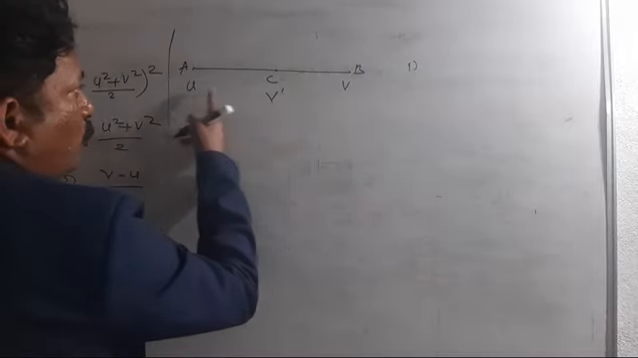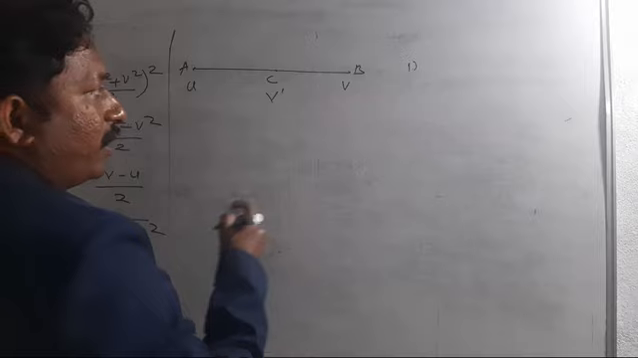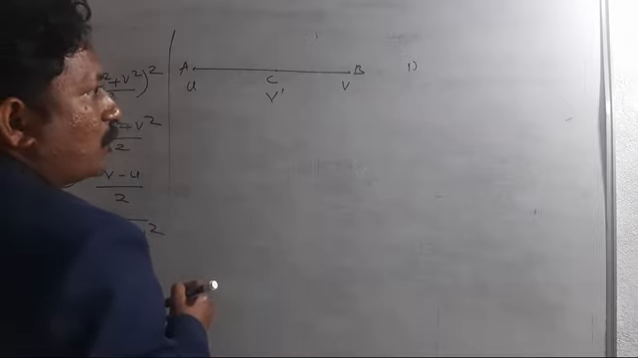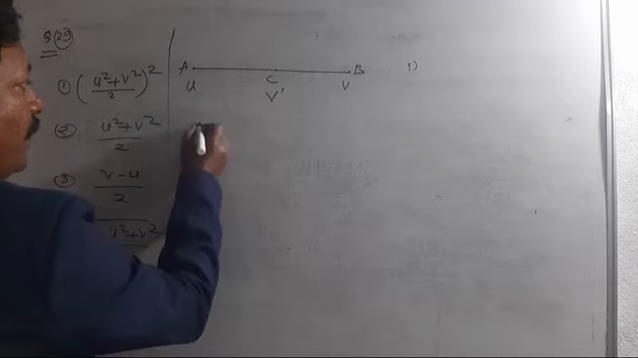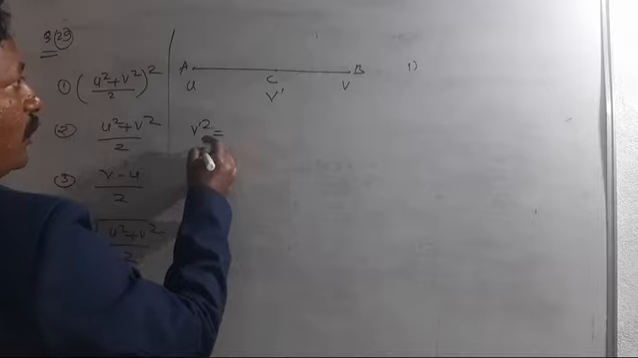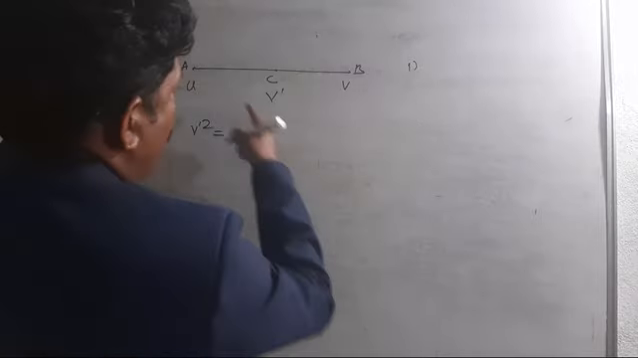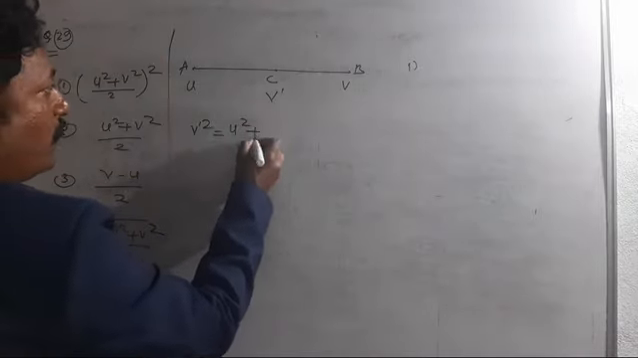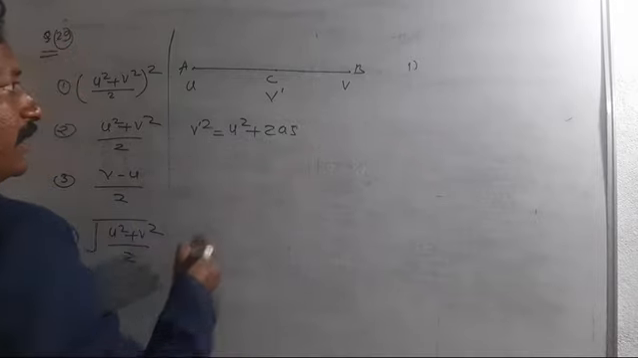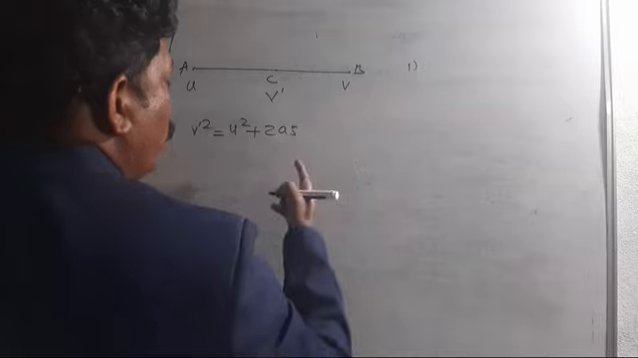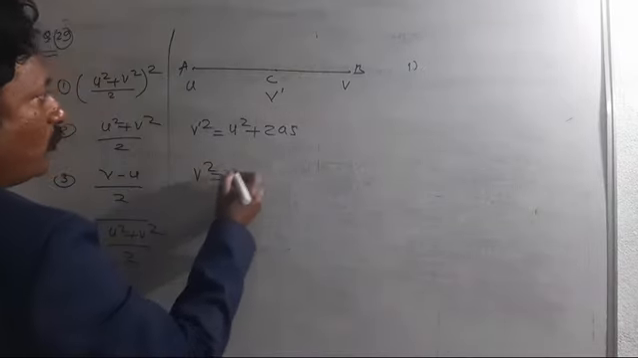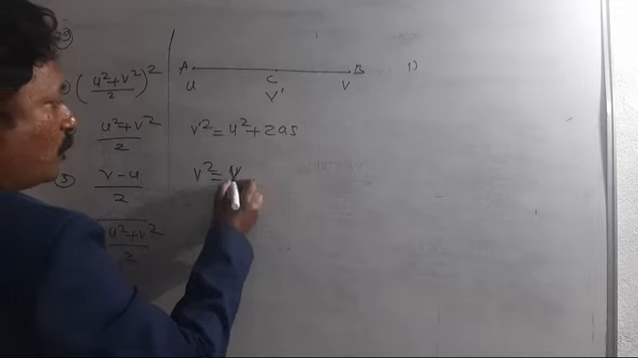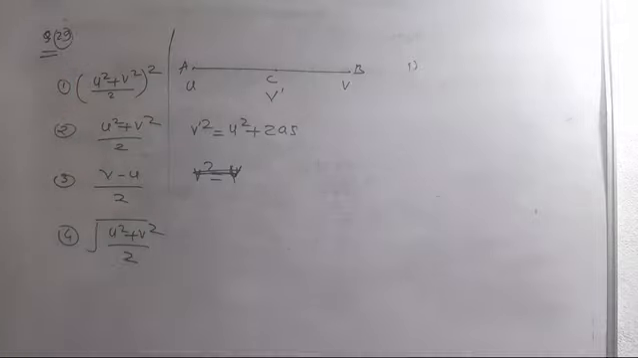Now this is the initial velocity and this is the final velocity. For A to C, v dash square is equal to u square plus twice as, with u the initial velocity. Second, for the final velocity, v square is equal to the initial velocity.